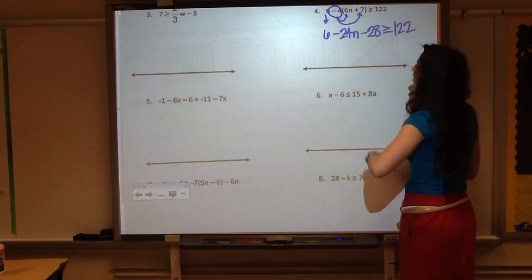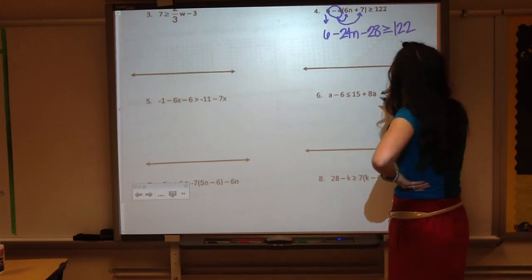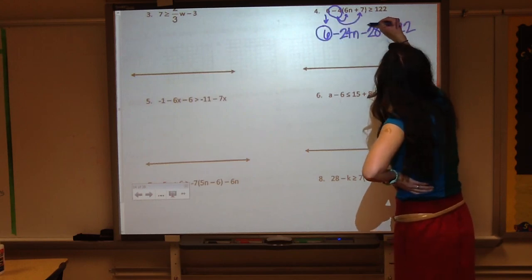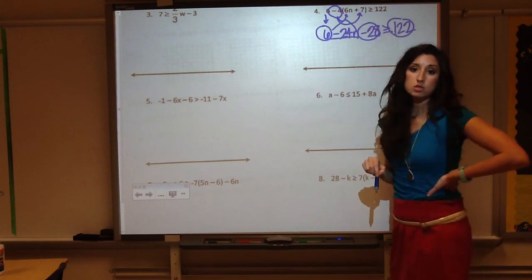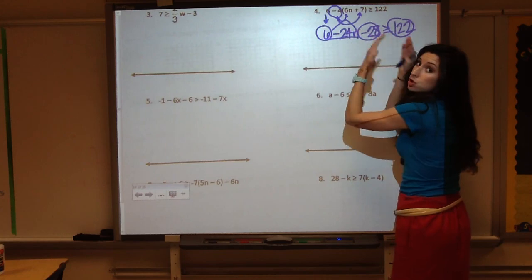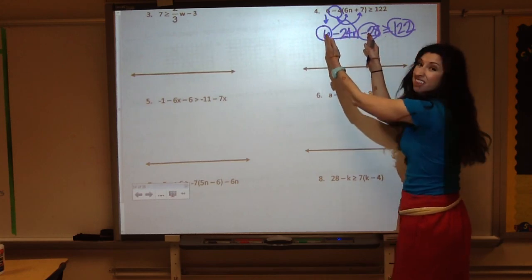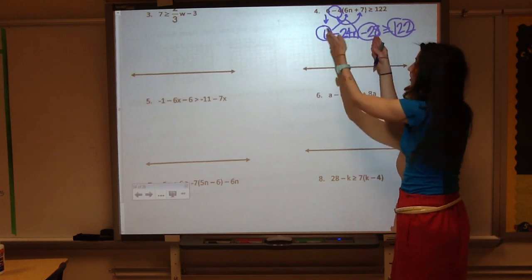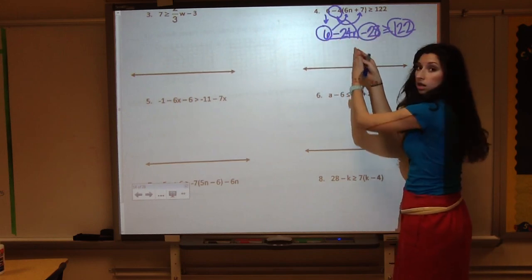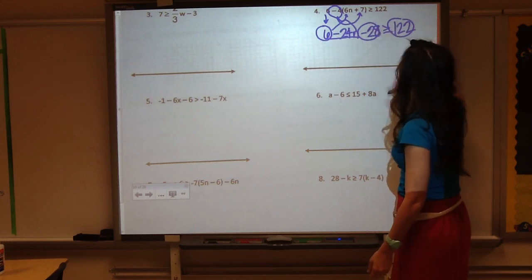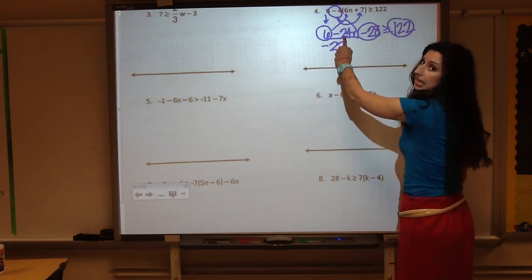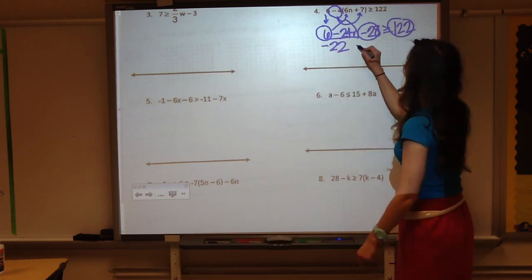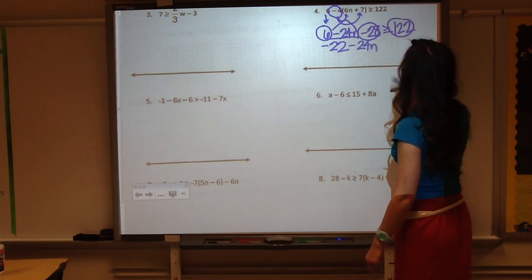Okay? So at this point, if I were to draw my shapes, circles and triangles, so I have a circle, a circle, a circle, and I only have one triangle. Name of the game, circles on one side, triangles on the other. If I have 2 of the same friends on the same side of my sign, they're friends. What can I do? Combine. 6 minus 28 gives me a negative 22, I haven't done anything with my triangle. I'm bringing it straight down. Minus 24n is less than or equal to 122.